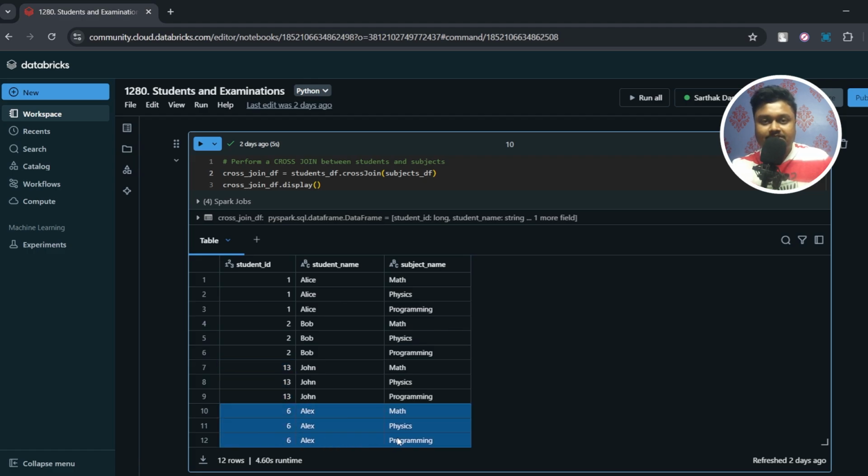Even though student number 6 did not attend any exam, he has attended the lectures. So the subjects will be mapped to this student as well. So this is our cross join df.